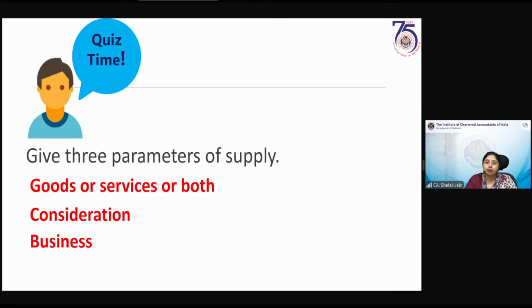Second is consideration. If consideration is not present, then you cannot term that activity to be supply. So consideration is very important. It should be goods or services. That is also very important. In the business test, every activity has to pass the business test to qualify as supply. Okay. Now these are the 3 parameters.